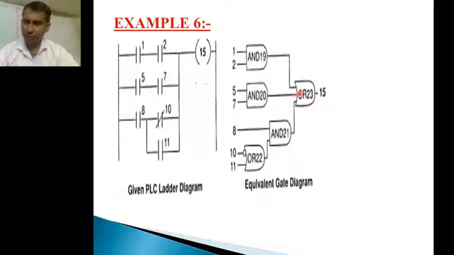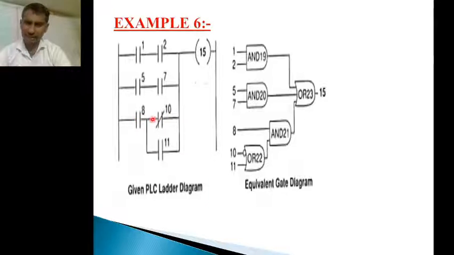And the second input of the OR gate is again a series combination consisting of the two inputs 5 and 7. So 5 and 7 can be represented with one AND gate. That is the second input. And coming to the third input of the OR gate, here we have two combinations again. What are the two combinations? This one is one combination and this one is one combination.